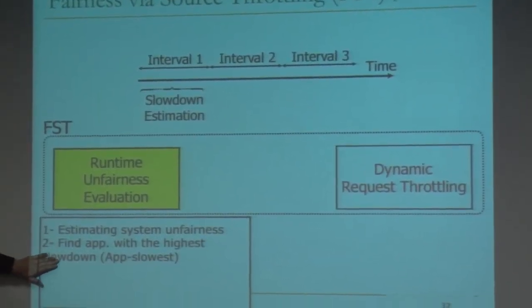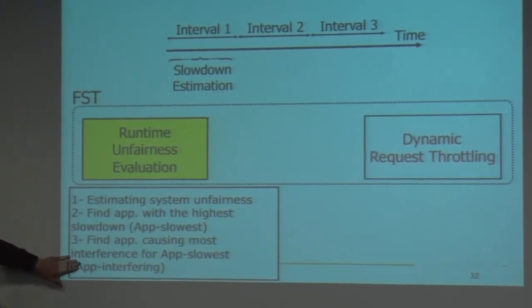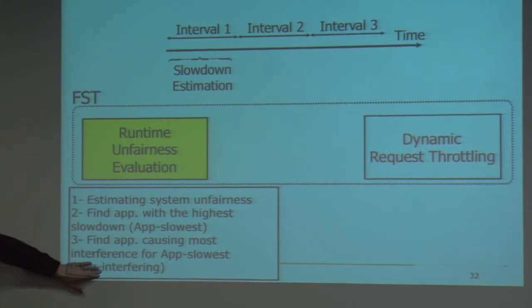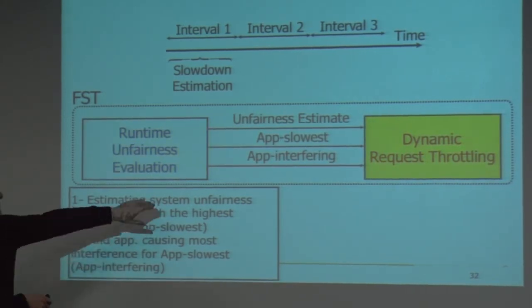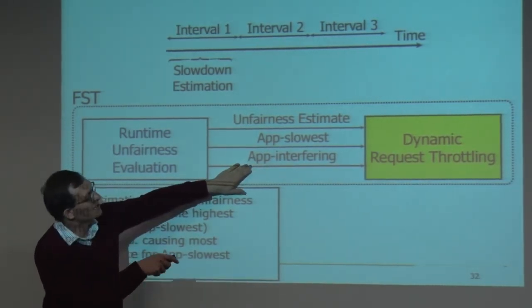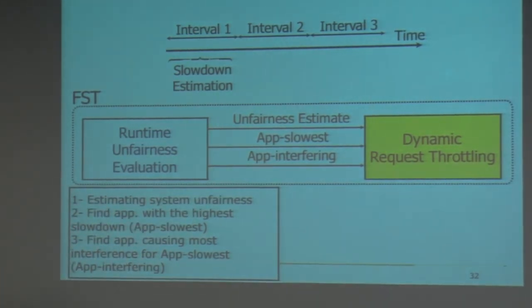During that interval, the hardware can find the application with the highest slowdown. And it also finds the application causing the most interference for that application with the highest slowdown. Let's call the application with the highest slowdown app slowest, and the application with the highest interference for that application app interfering. At the end of the interval, it sends an unfairness estimate, the application that has been slowed down the most, and the application that has been interfering the most with that application to a dynamic request throttling engine. And the dynamic request throttling engine makes a decision based on this information.